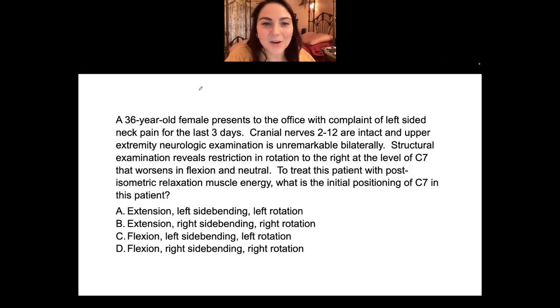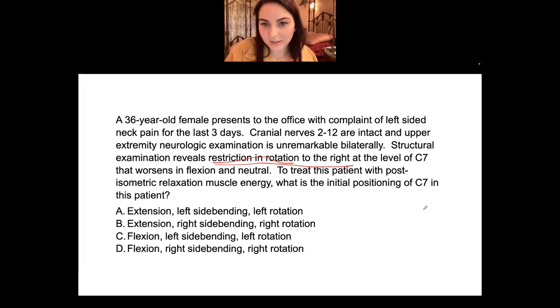Okay. So remember with these questions for OMM, you want to diagnose the patient first, and you always diagnose their ease. Restriction in rotation to the right means, what does this mean? Restriction in rotation to the right. Where's the ease?